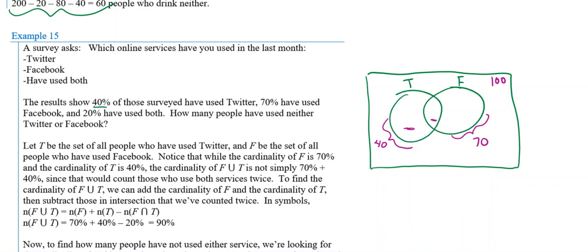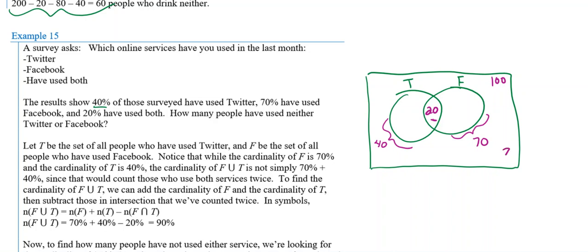But that's what we're going to be able to figure out. So, okay, let's look at what we're looking for here. Now it says, and 20% have used both. Sorry, so we do have that one. So 20% I can put right in the middle because that's where they overlap. That's their intersection, right? Okay, so now the question's saying, how many people have used neither Twitter or Facebook?